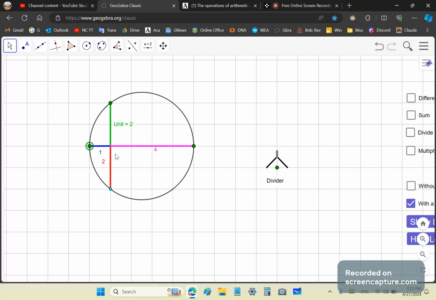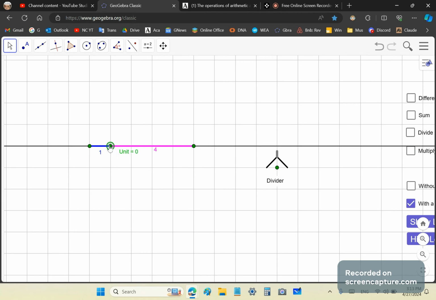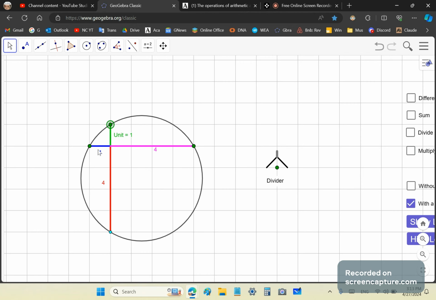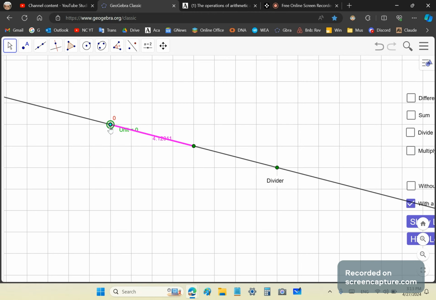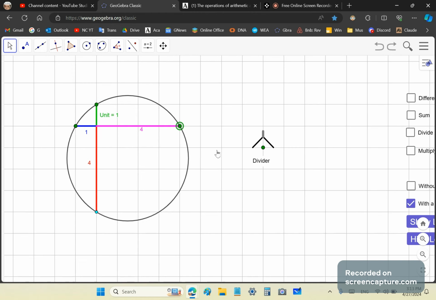And similarly, you cannot have a unit which is 0. That means if we move this up here and this up here, then we have nothing, right? Do you see that? So 0 is not a number. It does not act like a number. It pretends to be a number.